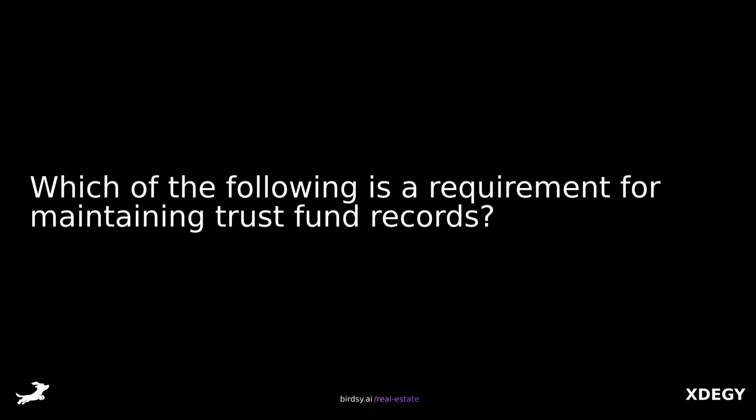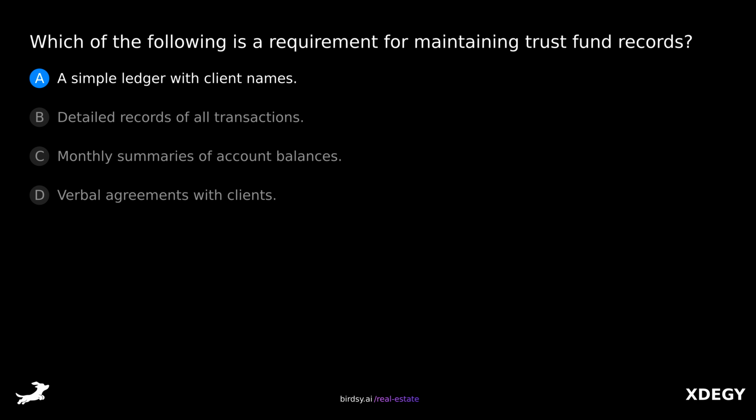Which of the following is a requirement for maintaining trust fund records? Is it A, a simple ledger with client names? B, detailed records of all transactions? C, monthly summaries of account balances? Or D, verbal agreements with clients? The answer is B, detailed records of all transactions.